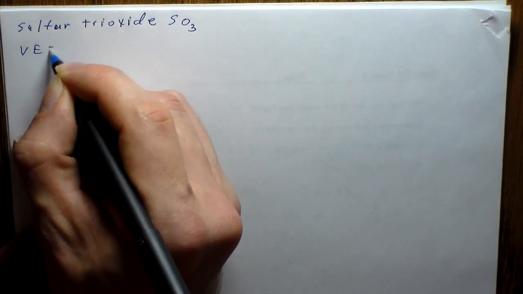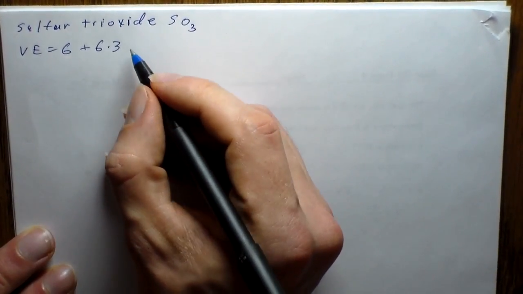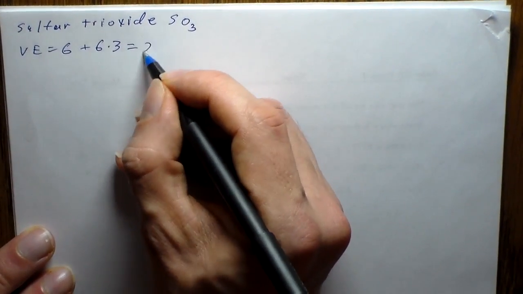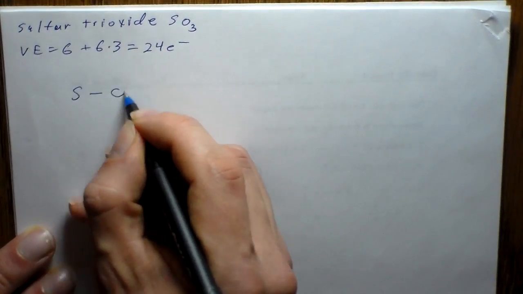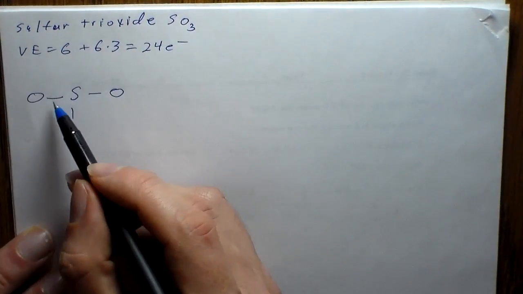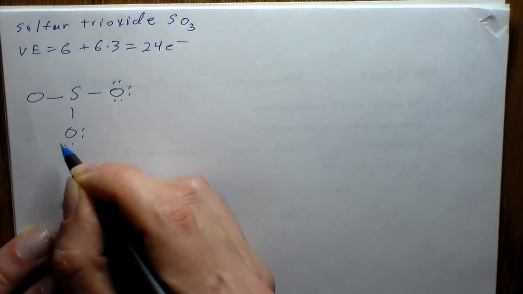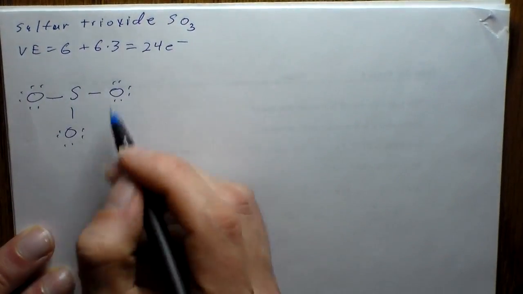So my valence electrons, 6 for my sulfur, plus 6 times 3 for my oxygens. And this, of course, is going to have 2 less than before, so it's only going to be 24 valence electrons. So here is going to be my sulfur with the oxygens around it. So that's 1, 2, 3, 4, 5, 6, 7, 8, 9, 10, 11, 12, 13, 14, 15, 16, 17, 18, 19, 20, 21, 22, 23, 24, like so.